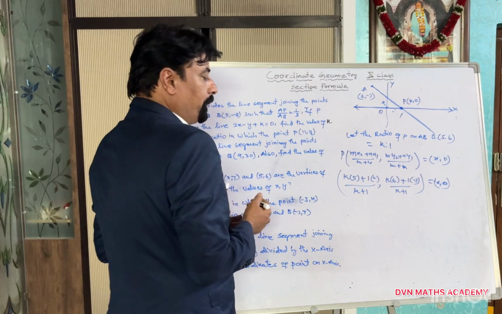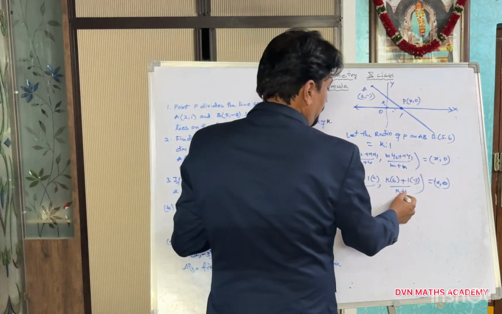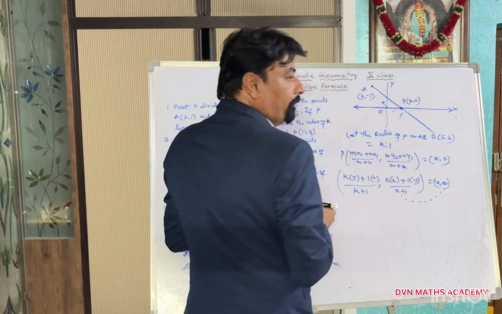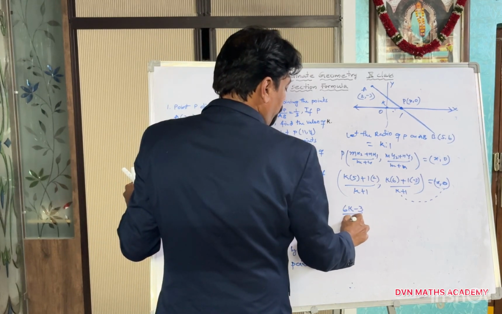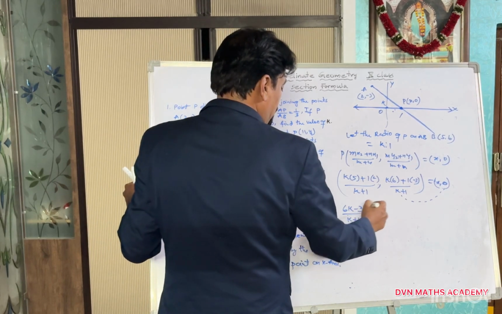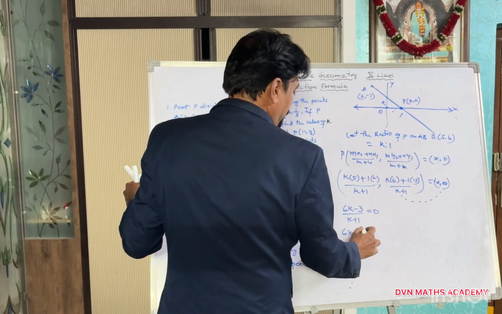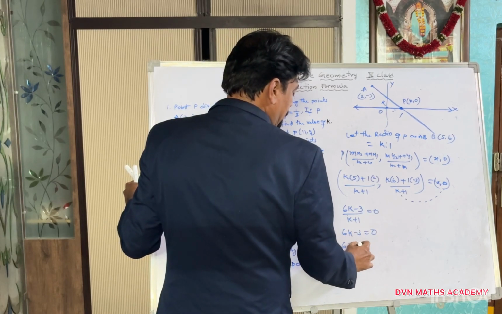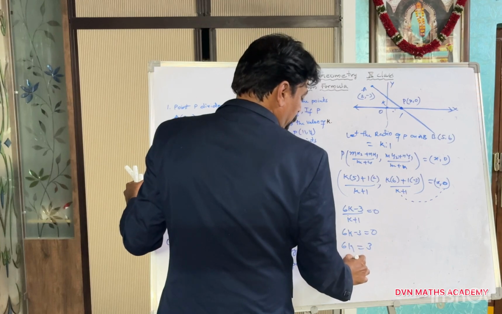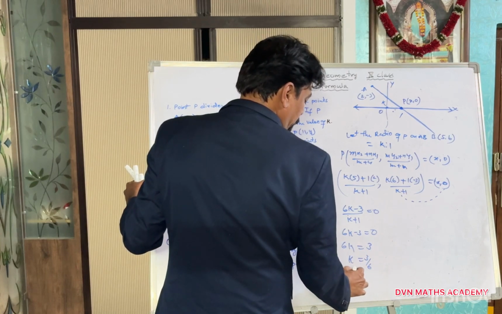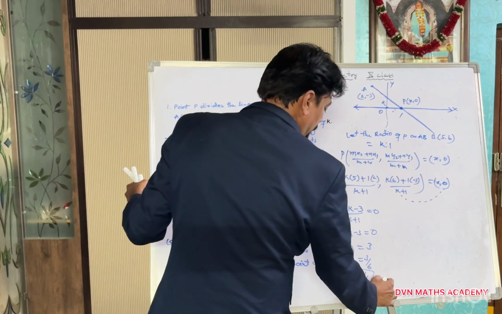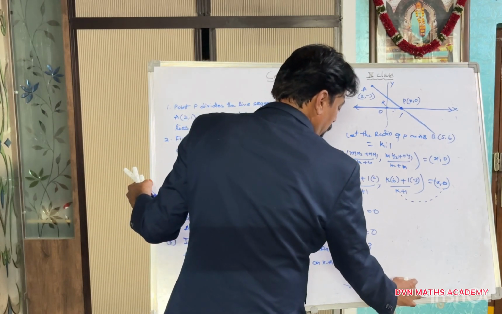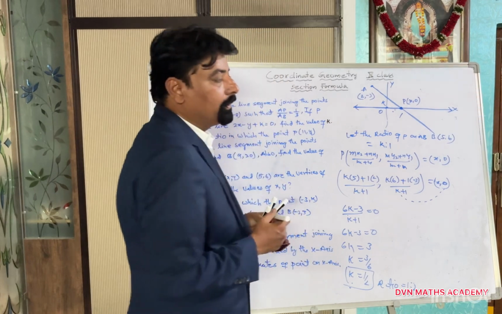Now first you need to find the ratio. Just compare the y coordinates: 6k minus 3 by k plus 1 is equal to 0. By cross multiplication, 6k minus 3 is equal to 0. 6k is equal to 3. Therefore k is equal to 3 by 6, so k is equal to 1 by 2. So this is the value of k. Therefore the ratio is 1 is to 2.